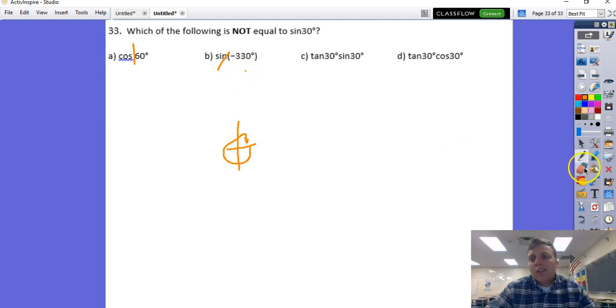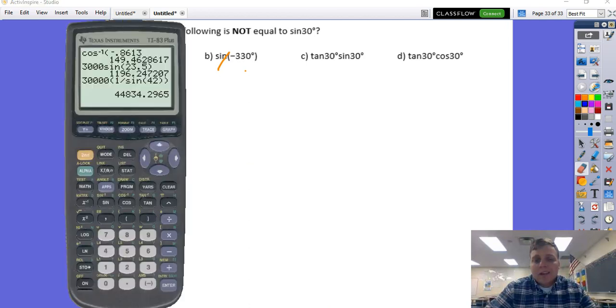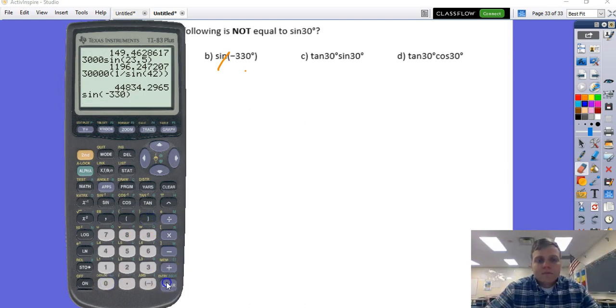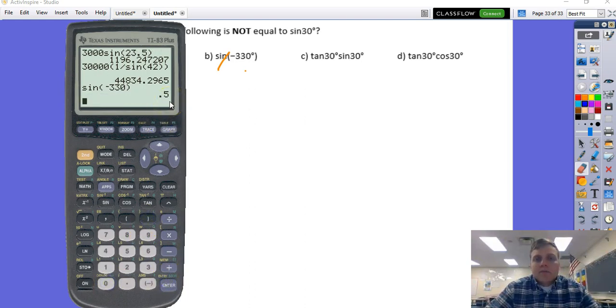Okay? You can actually also check it with a calculator. I'll just show you real fast. I'm actually probably making your life harder by saying all this. You can just have typed in sine negative 330. Bam, 0.5. And you can check sine 30 is 0.5.